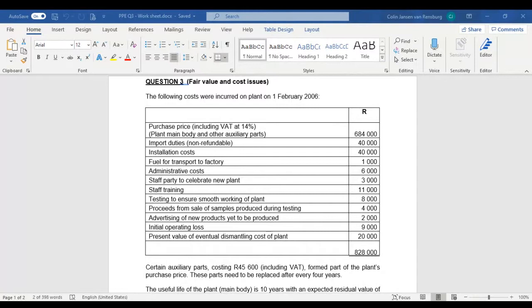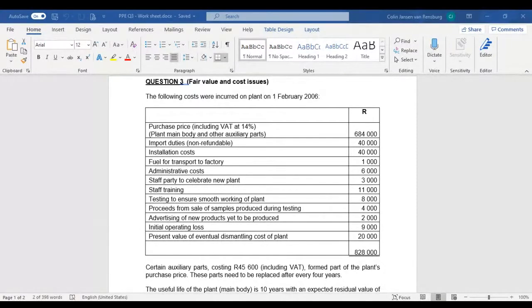The staff training. So is it a necessary cost? It's a little bit of a contentious one. I personally would say it might be necessary. I understand your reasoning, I can get that you say no. But there is the possibility that you've got this new plant, and if you do not train the staff, then they won't be able to operate the plant. In my opinion, I would say yes, it probably is a necessary cost. You must train them to be able to use it.